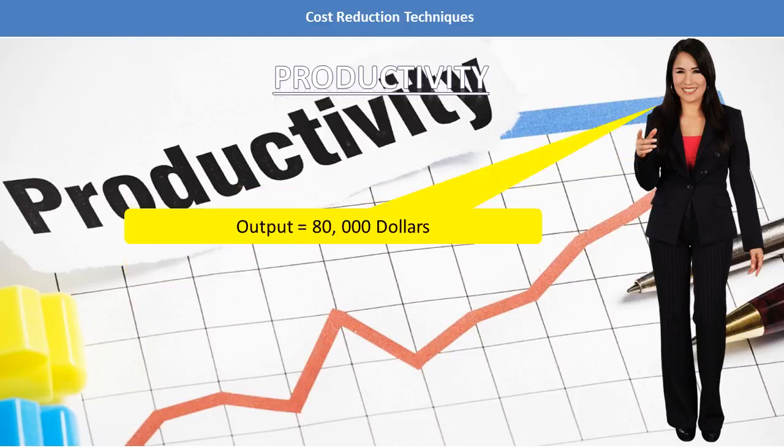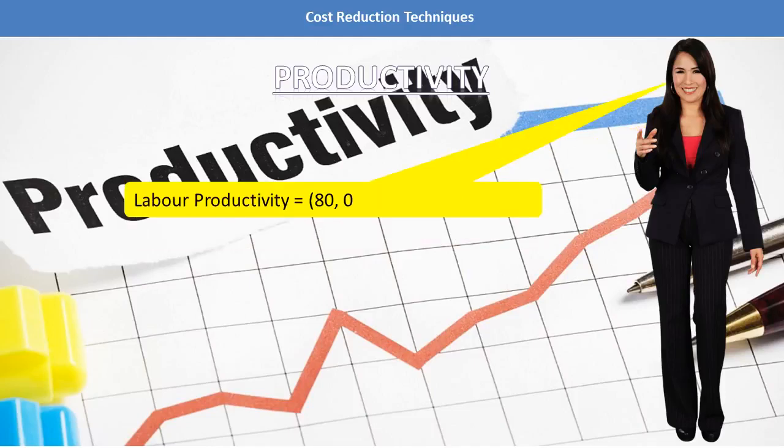Let's say your company generated $80,000 worth of goods or services, that is, the output, by utilizing 1,500 labor hours, that is, the input. To calculate your company's labor productivity, you would divide 80,000 by 1,500, which equals 53. This is the labor productivity.